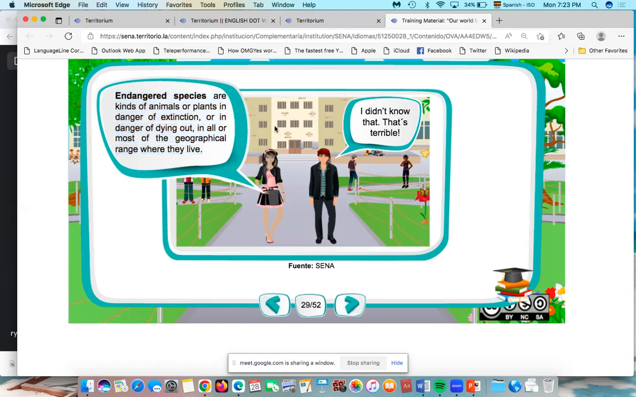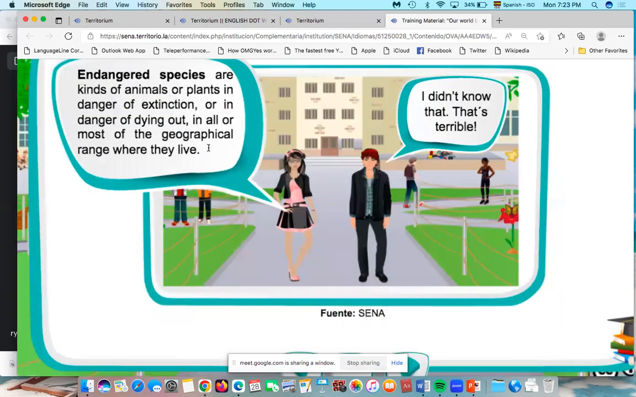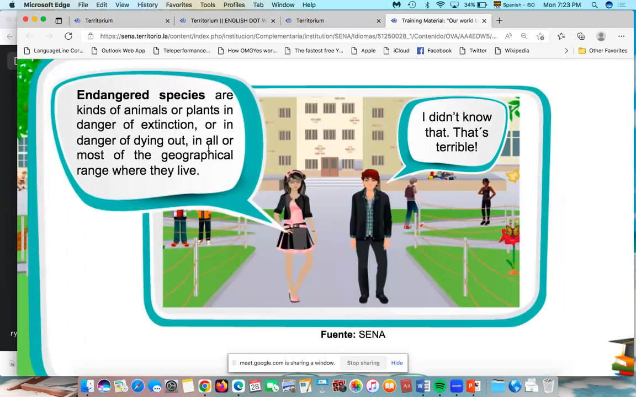Species are kinds of animals or plants in danger of extinction or in danger of dying out in all or most of the geographical range where they live.